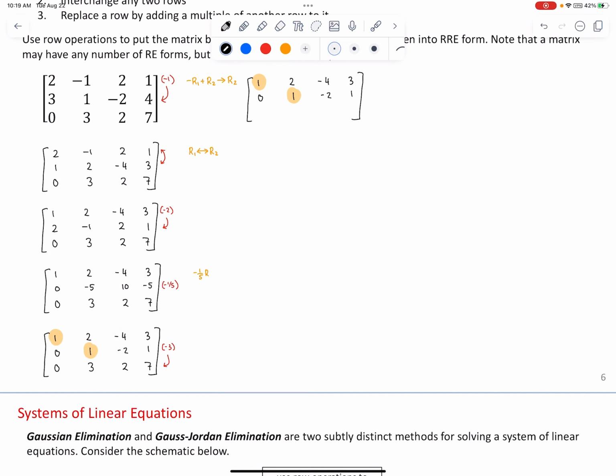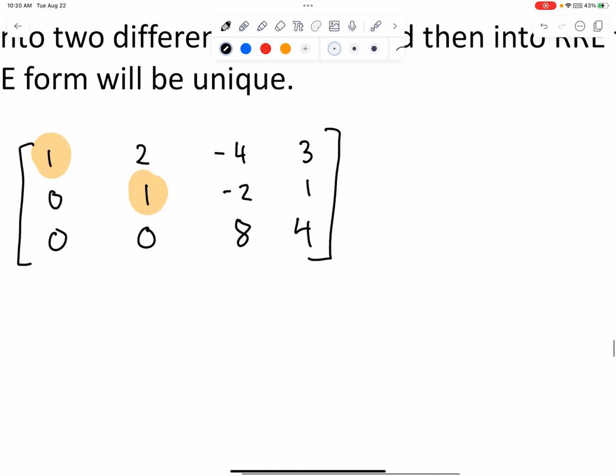So we have -3 times 0, 0, add to 0, so that'll stay 0. Now we do -3 times 1 and add to 3 makes 0. -3 times -2 is 6, add to 2 makes 8. -3 times 1 is -3, add to 7 makes 4. Okay, so we are at this point now.